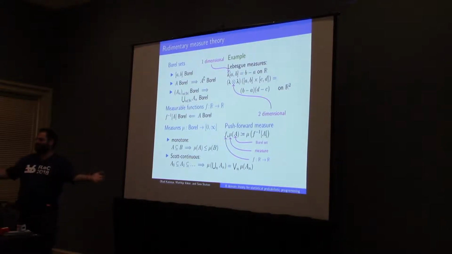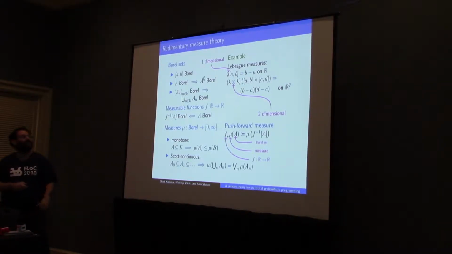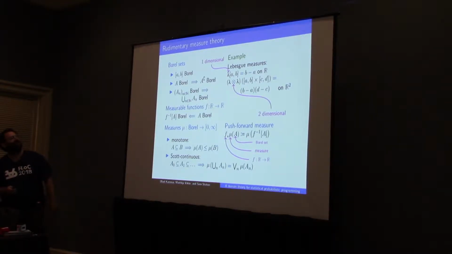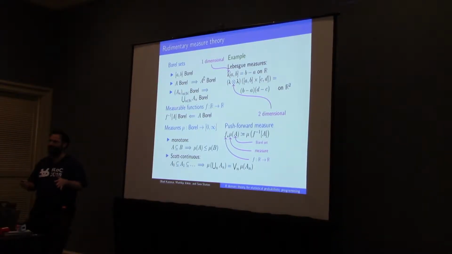And now measure theory just generalizes to arbitrary spaces. You just start with a sigma algebra, which is a collection of subsets that's closed under these two operations, and everything else just generalizes. Okay, so that's very basic measure theory. That's enough to carry us through half the talk.